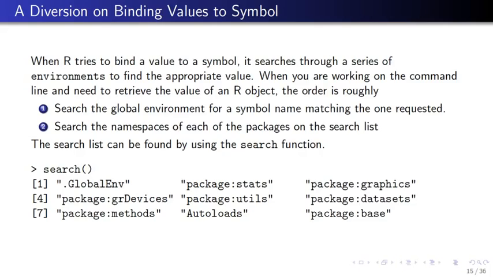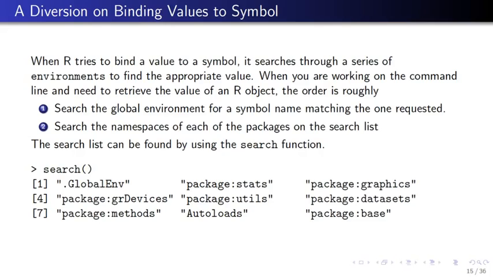When you're working on the command line and you need to retrieve the value of an R object, the first thing that happens is you search the global environment for a symbol name matching the one requested. The global environment is just your workspace. It consists of all the things that you've defined or loaded into R. If there's a symbol there that matches the name you're requesting, then it will retrieve the value associated with that symbol. In this case, I defined lm in my global environment, so if I'm working at the command line, when I call lm, it's going to find that object first.